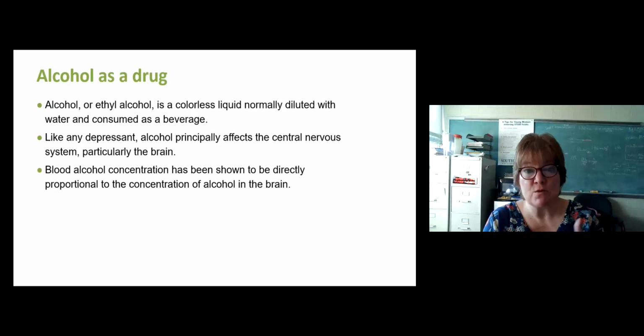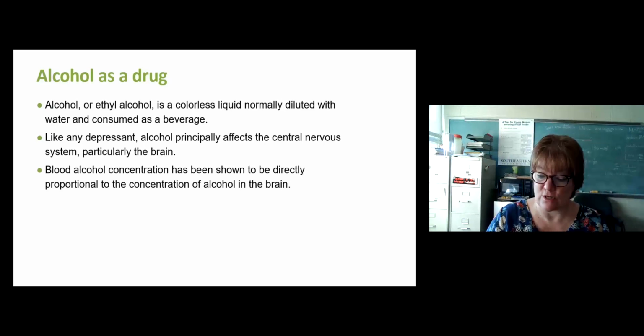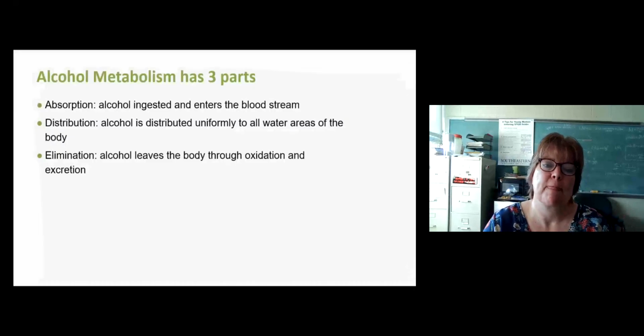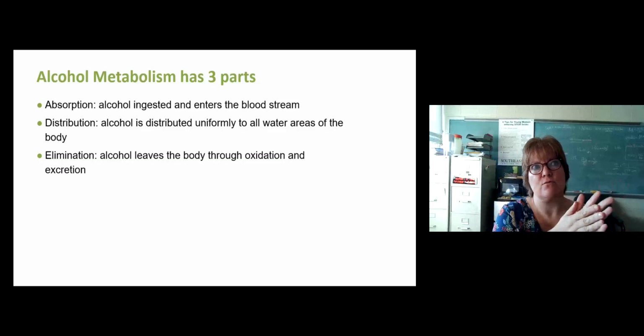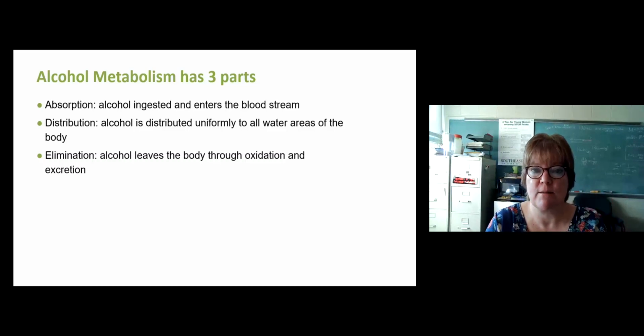So if we can measure it elsewhere in the body, we can assume that it's the same concentration in the brain, and that becomes important. There are three general tasks to metabolism, and this is true for all drug metabolism, but we'll talk about alcohol. One is the absorption. How does the drug get into the body and, in this particular case, the bloodstream? Second is distribution. Once it gets into the bloodstream, it has to get to all parts of the body. So there's the absorbing in, then distributing across the whole body, and then the elimination. How does it get out of the body?